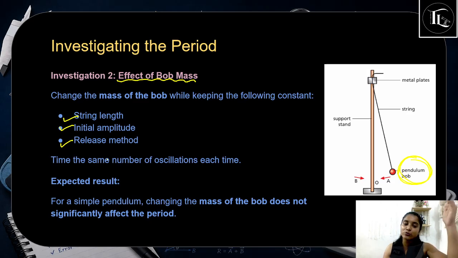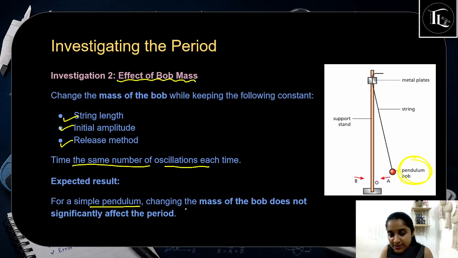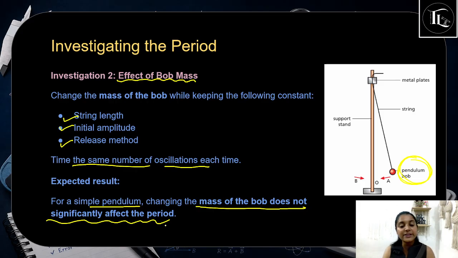Again, we have to apply the same methodology. The only thing is, now we are going to use bobs of different masses for different readings. And again, we are going to note down the time period, and then we are going to compare the results. And what do we find out? That the mass of the bob does not significantly affect the period. So the time period does not depend upon the mass of the bob at all.